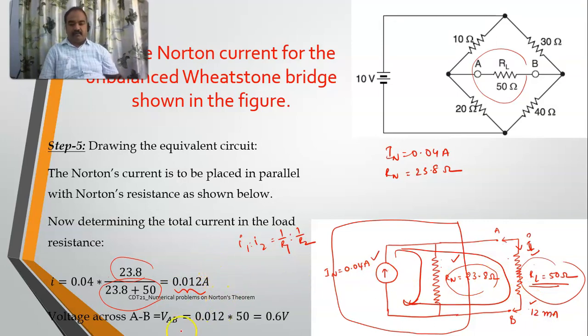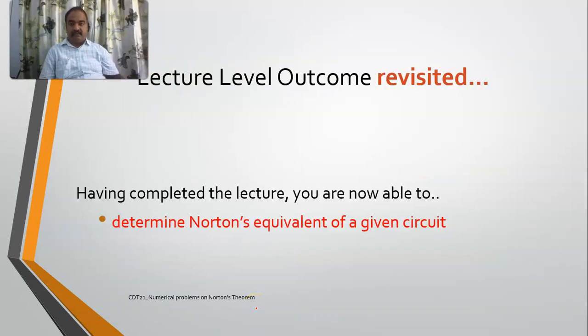Now, if I want to calculate the voltage across AB, what is the current flowing? 12 milliamperes into 50 ohms. This will be the voltage drop. I will get around 6.6 volts. So like this, you will be calculating the Norton's equivalent circuit, or the Norton's current, or the Thevenin's resistance, or any voltage drop, or the current flowing through the load terminals. I hope that now you are able to determine the Norton's equivalent and also determine the load parameters.